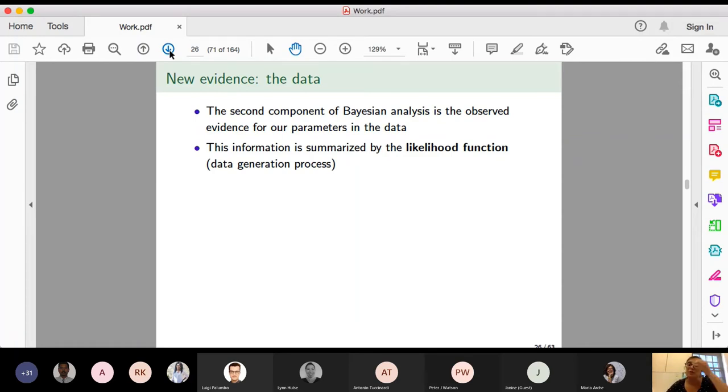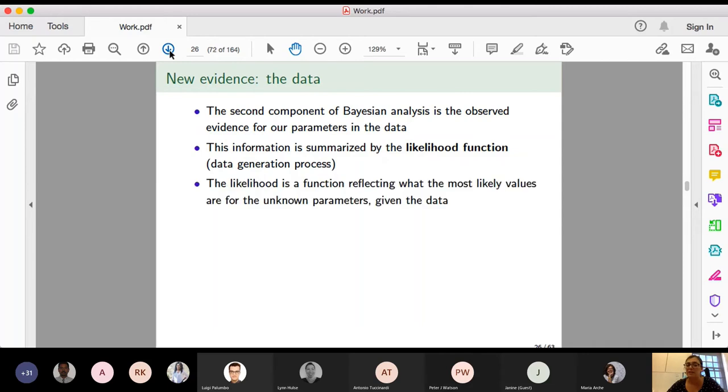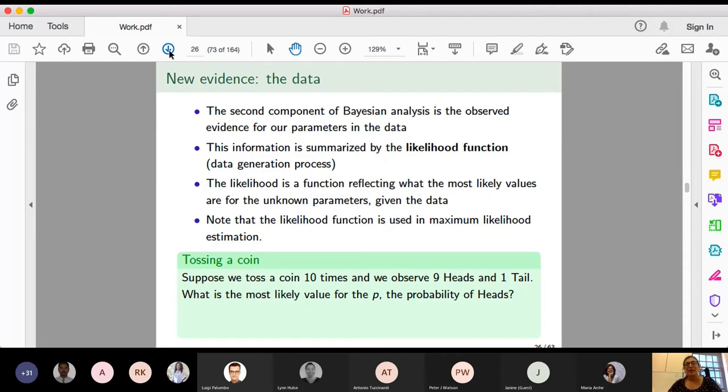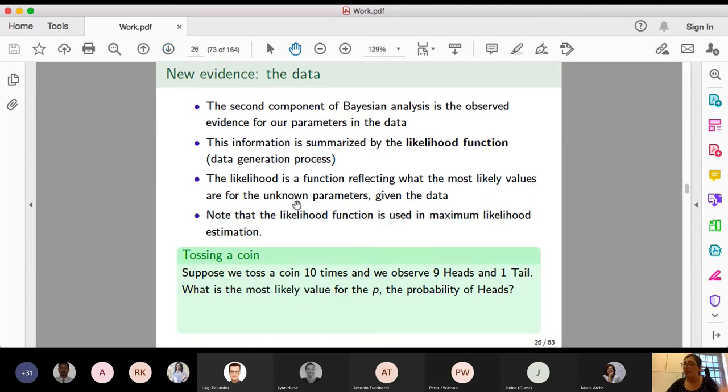Maybe you have heard about the likelihood function if you are using frequentist methods. That will be a function that is describing how the data is generated. This function will also show you which values of the parameter are more likely given the data that you have observed. So for these coin tosses that I have, what are the most likely values for the probability of heads? And I will ask you a question about that in a moment. And note that the likelihood function is used in, for example, maximum likelihood estimation. It's not only used in the Bayesian method, it's the model, it's how you model your data.